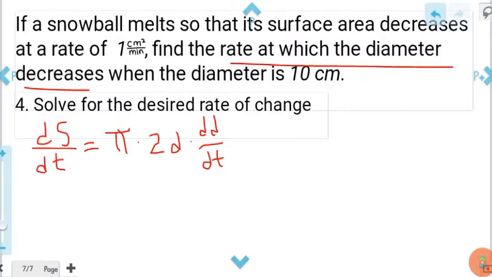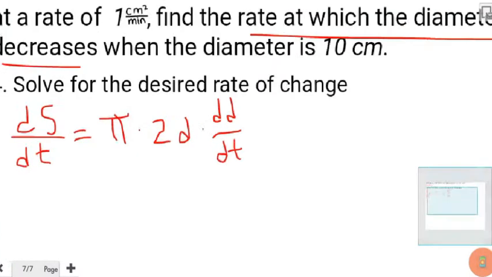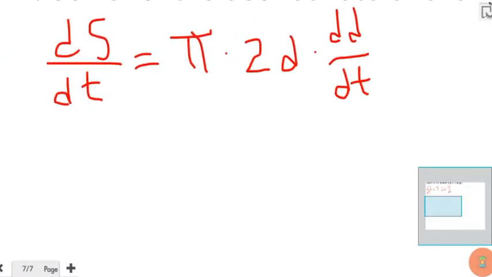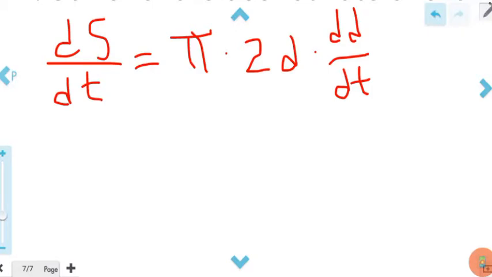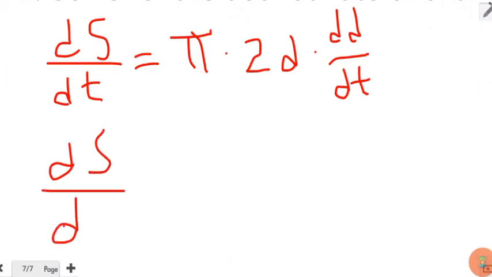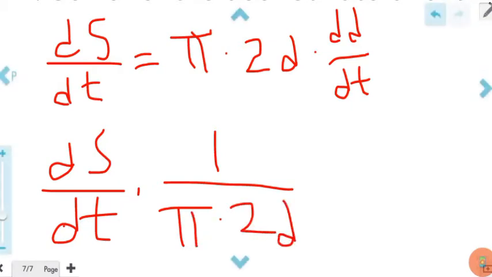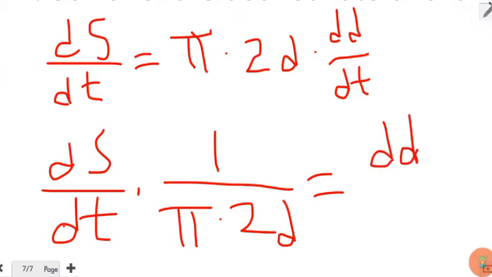So to do that, we first of all need to isolate it, right? So we want to get that piece of the equation all by itself on one side of the equation. Since we just have dd dt multiplied by all this other stuff, the pi times 2d, we can basically just divide both sides or multiply both sides by 1 over all of that in order to move it over. So basically we're just going to do just that. So our ds dt will still be here, and then we're going to multiply it by 1 over pi times 2d. And that will leave us with the dd dt all by itself on the other side of the equation.